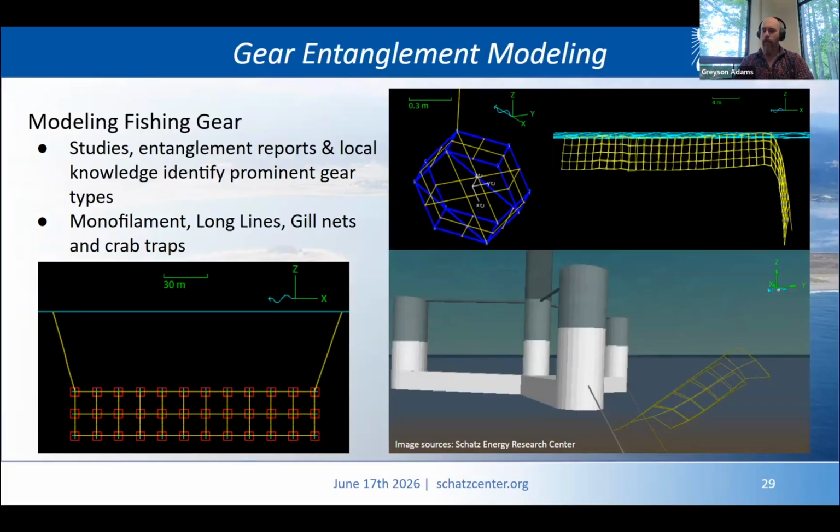So of the kinds that were identified, we chose to use long lines, gill nets, and crab traps for our modeling purposes. And none of these models really existed. We had to build these from the ground up. And we were lucky in working with some talented graduate students to help us along the way there. It was a significant effort, but we walked away feeling with a high degree of confidence that our models were useful and representative of real world hydrodynamics.